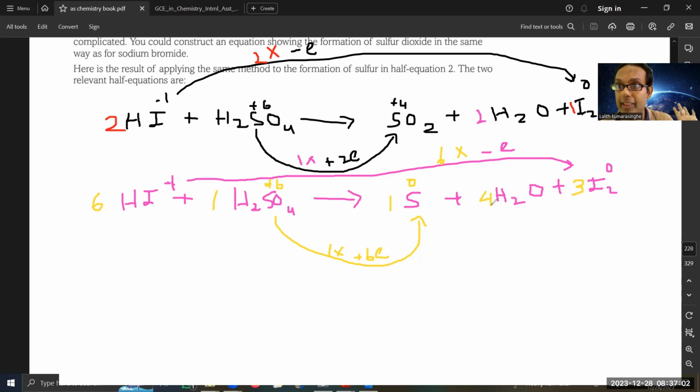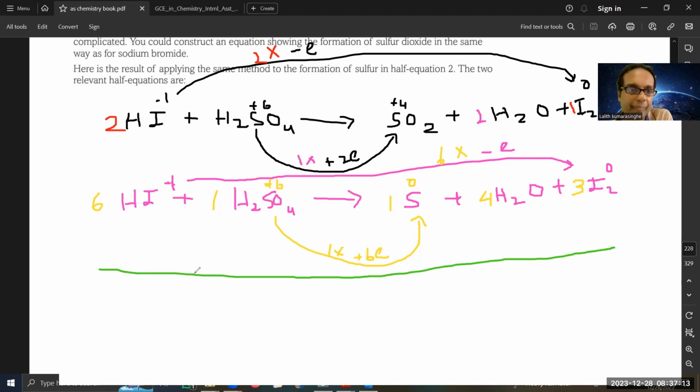Now if they ask hydrogen iodide with H2SO4 producing both sulfur dioxide and sulfur, write these two equations separately, then add them. Don't put it together, it's a big messed up situation. If they ask, write them separately like this, then add them.